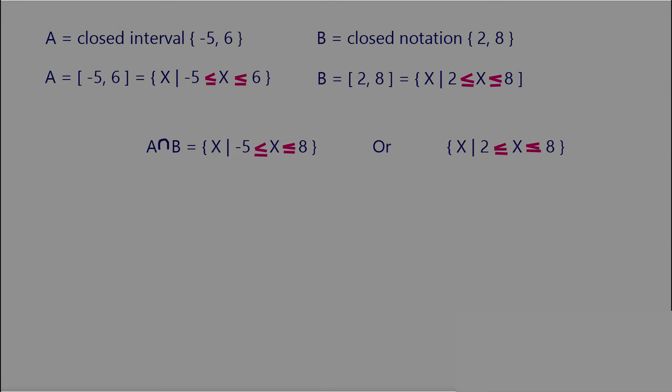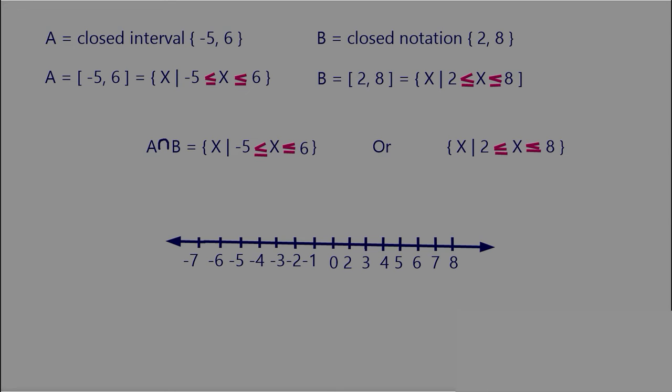To find the intersection of two sets on a number line, we first need to plot the first set on the number line, and then we plot the other set on the same number line, and then draw a line to connect the circles that are in between the points to form the intersection.